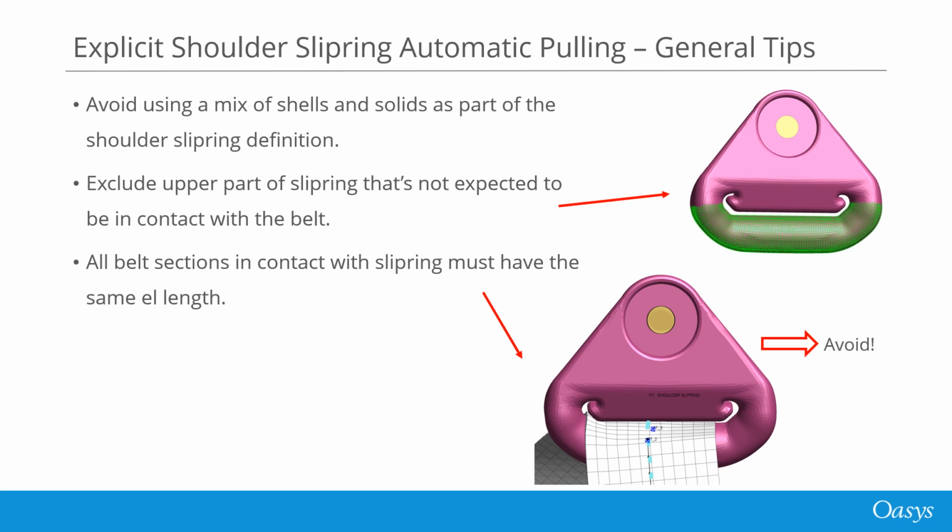This solution supports slip rings formed of both shell or solid elements. However, avoid using a mixture of shells and solids as part of the structure definition for the slip ring. Additionally, to avoid penetration issues with the upper section of the slip ring after using the Adjust button, you can select only the lower section of the slip ring as part of the structure definition instead of the whole slip ring. And finally, all belt sections in contact with the slip ring must have the same element length when the option to automatically pull the slip ring during the fitting is turned on. This is automatically handled if the Adjust feature was used prior to the fitting.